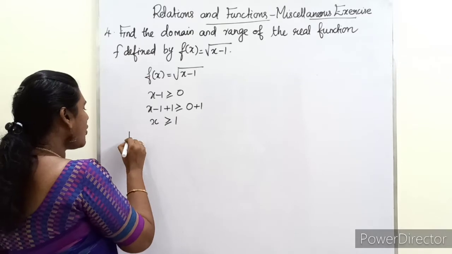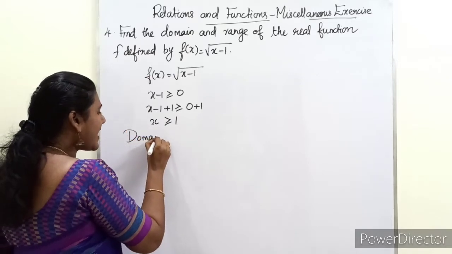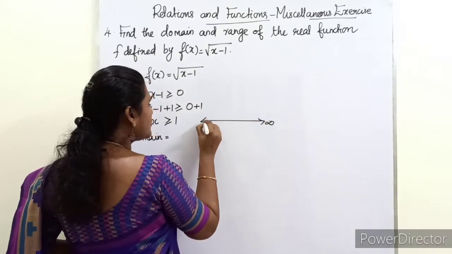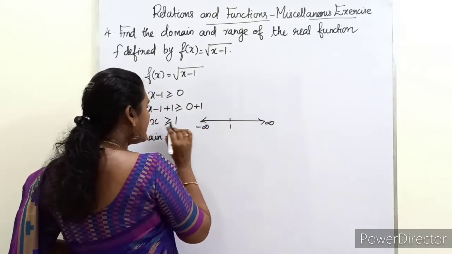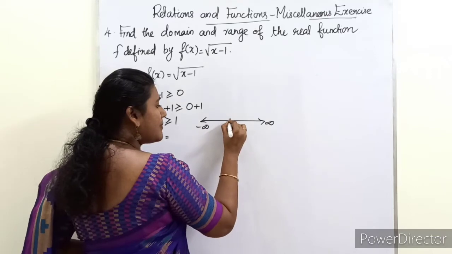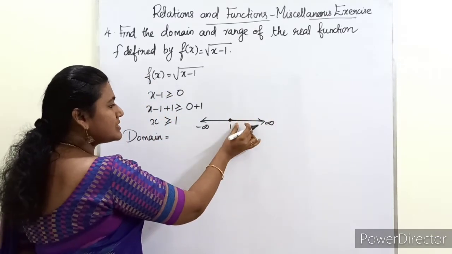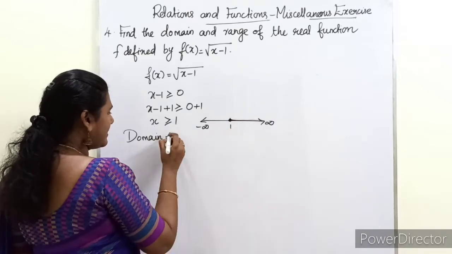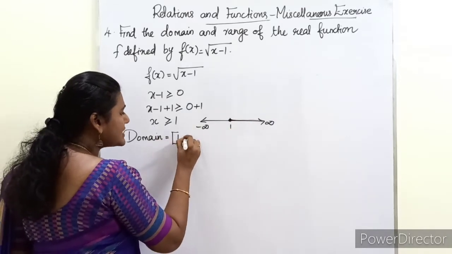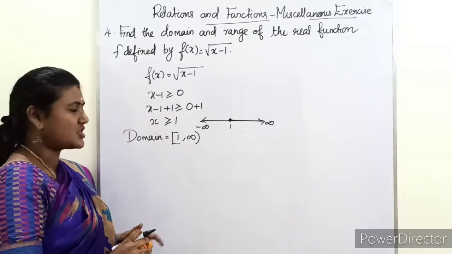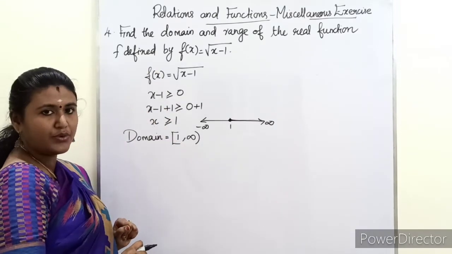So we got the domain now. We can write the domain as an interval. You know that from minus infinity to plus infinity, x greater than or equal to 1 means the interval is from 1 to infinity. So this interval we will represent as the closed interval 1 to infinity. So the domain of the given function is the closed interval 1 to infinity.